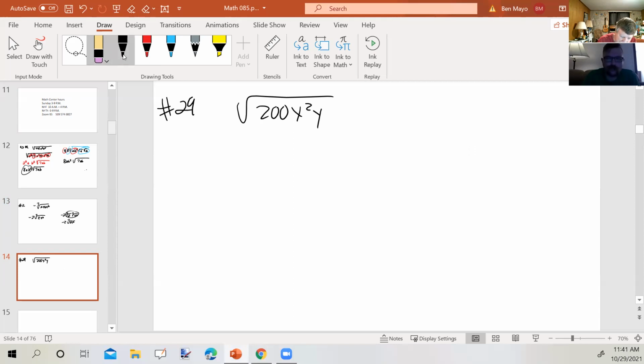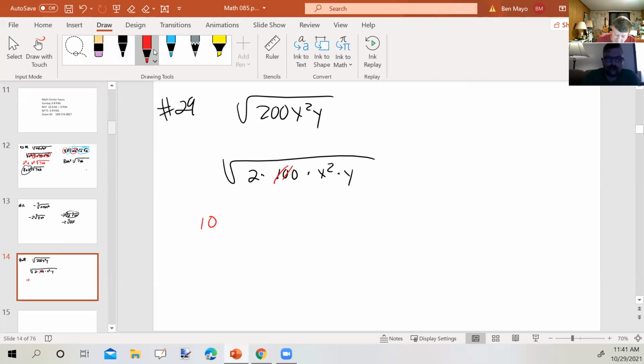It was close, but not quite. So I could rewrite this as 2 times 100 times x squared times y. Why did I break 200 down to 2 times 100? Because 100 is a perfect square. The square root of 100 is 10 outside. The square root of x squared is an x outside. So this is what your answer should be, okay?